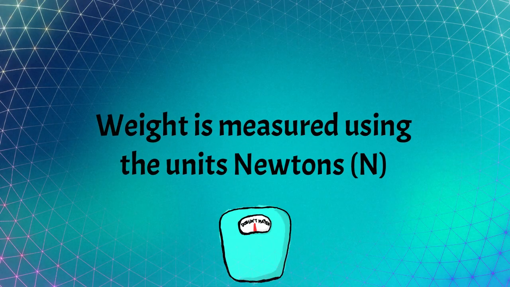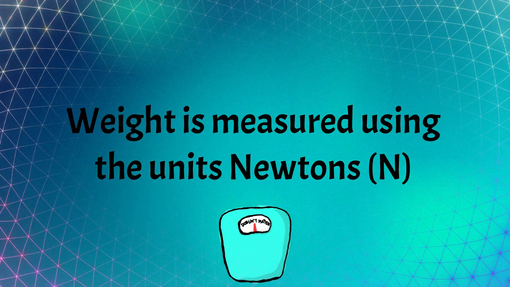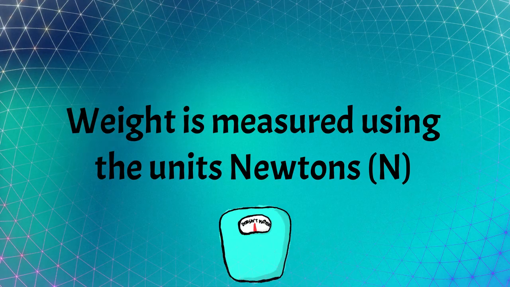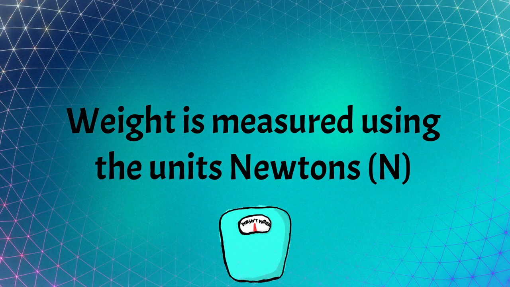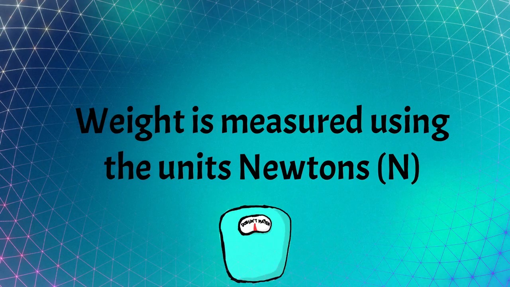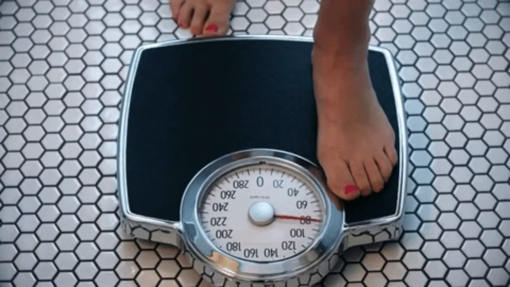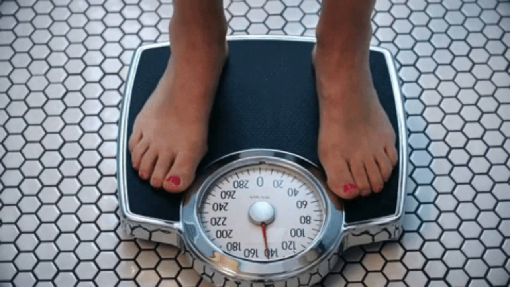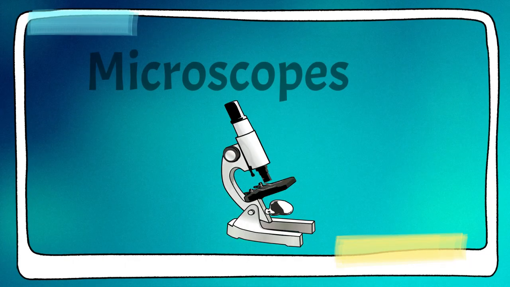Since weight is the measure of the force of gravity on an object, then it's going to be measured using the units newtons, which were named after Sir Isaac Newton, who discovered the existence of gravity. Now, weight can be measured using a regular electronic scale or even a spring scale.